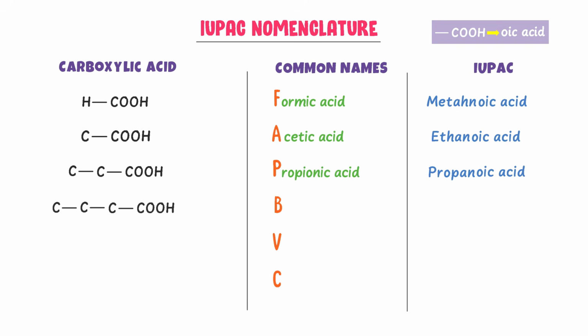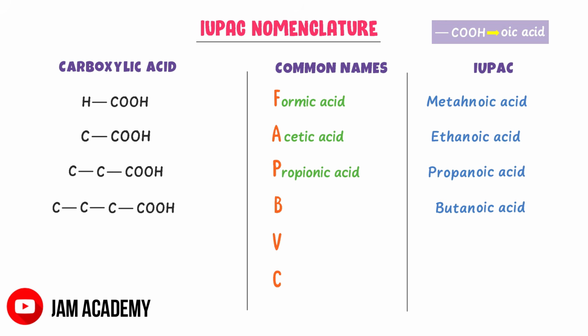Fourthly, consider this organic compound. There are four carbons present in it. I write butane. For COOH, I write oic acid. I get butanoic acid. What about its common name? Well, B stands for butyric acid. So the IUPAC name of this organic compound is butanoic acid and its common name is butyric acid.